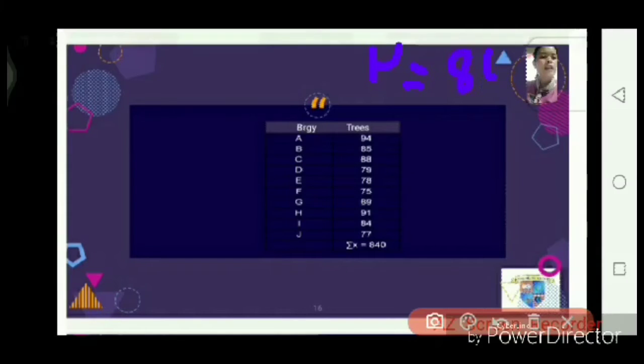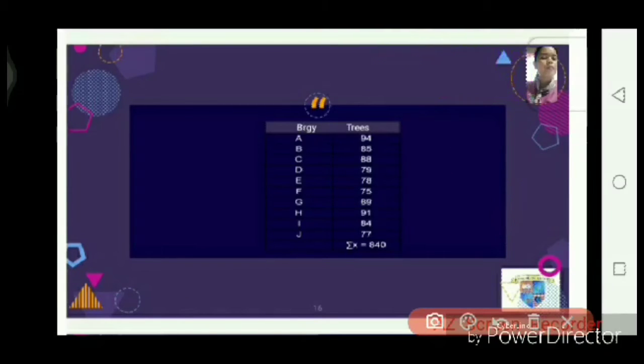So, 840, which is our total, over summation of x, so which is 840, and then our n is 10 because 10 barangays are joining the tree planting. So 840 over 10. So therefore, our answer is 840 divided by 10 is equal to 84. So, therefore, the mean here is 84.